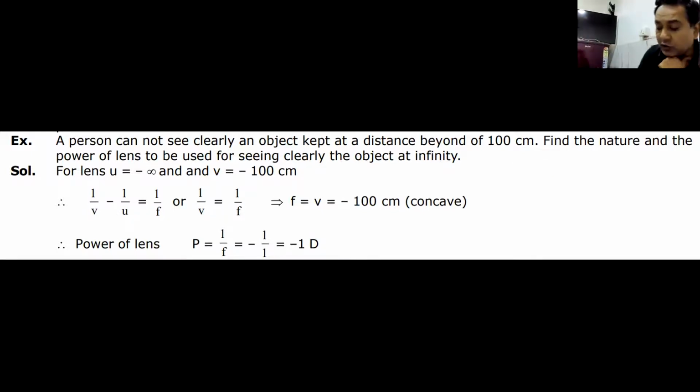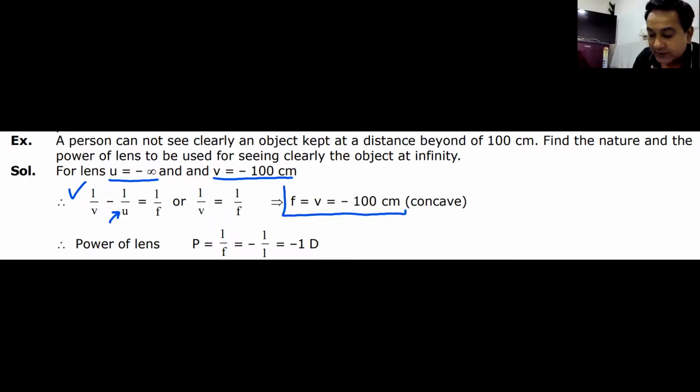To do this, what do I do? I put the value of u as minus infinity. The value of v is minus 100. It's given to you. I put it in the formula 1 by v minus 1 by u. So my 1 by u becomes 0. My v becomes equal to f, and it becomes equal to minus 100 centimeter. Therefore, I need to use a concave lens. Do we understand this?